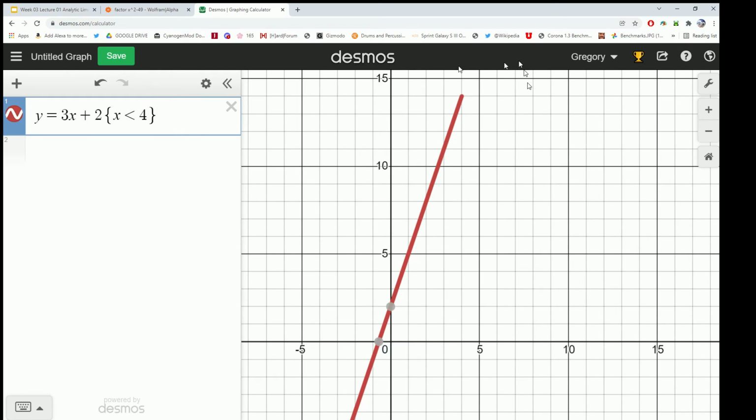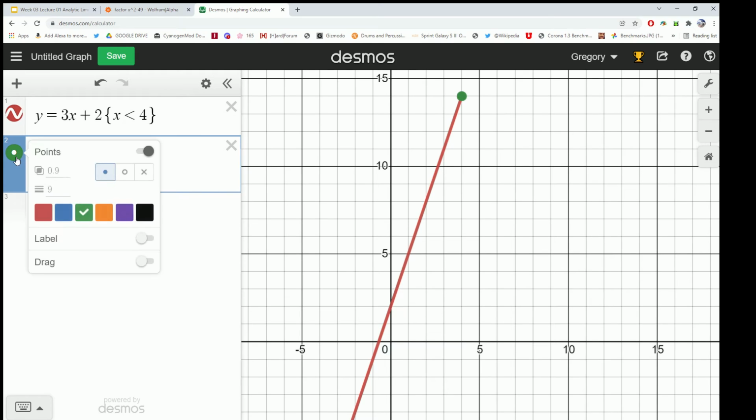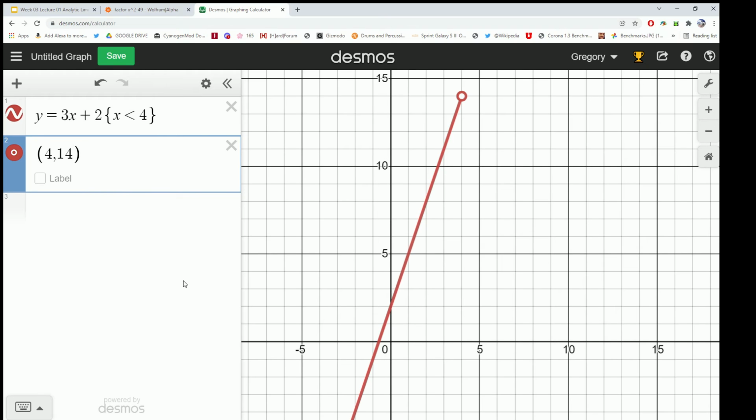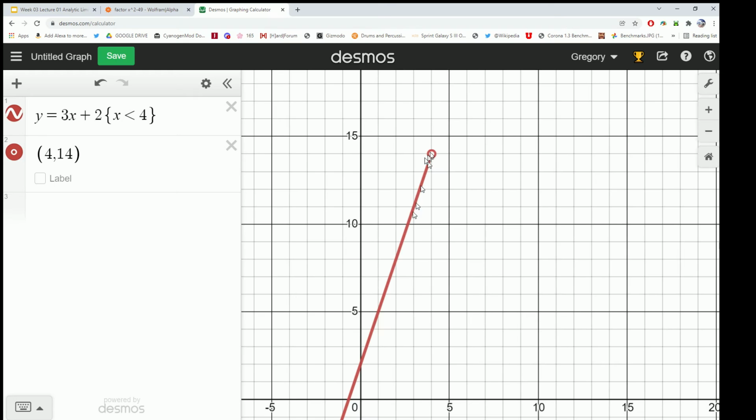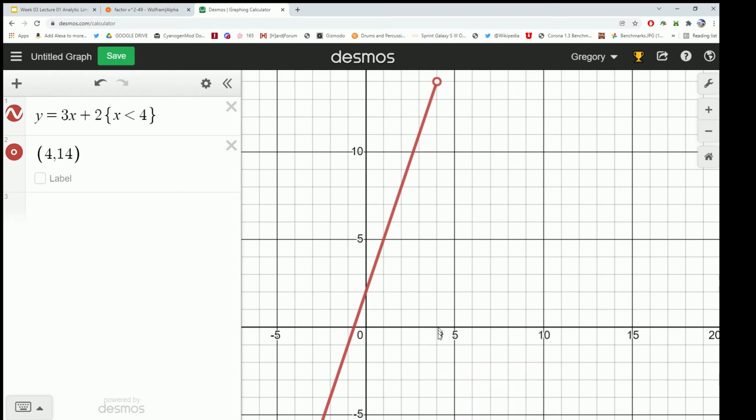Like that. And then it stops right there. Also, you don't have to do this, but if you wanted to, I can see that that's at 4 comma 14. So a lot of times what I'll do if I'm graphing it is I will put an empty circle there, like that. So that's x less than 4, right? Because 1, 2, 3, 4, 5.